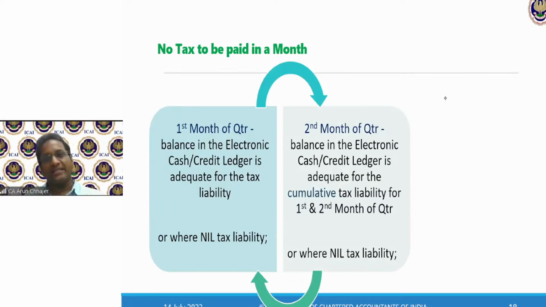अब कब आपको कैश डिपॉजिट नहीं करना? If there is a sufficient balance available in the cash/credit ledger for first month of the quarter, or second month of the quarter, if there is a sufficient balance available in the cash plus credit plus amount deposited already in first month. मतलब cumulative जितनी liability है, when you are not required to deposit, suppose you have opted self-assessment tax, and if cash plus credit is sufficient to discharge the liability, nothing to be paid in cash.